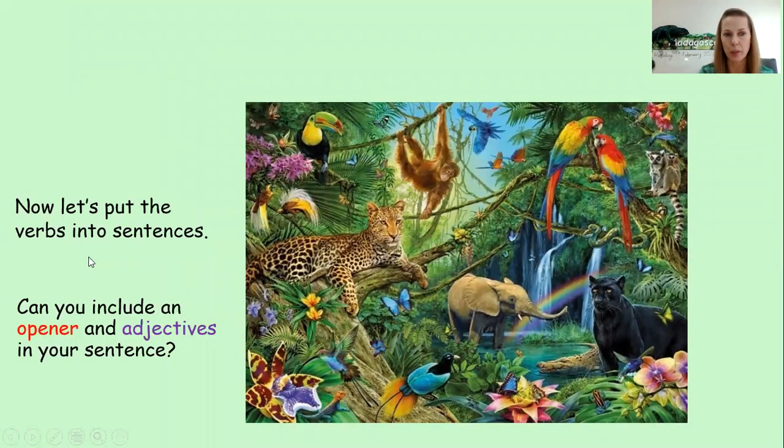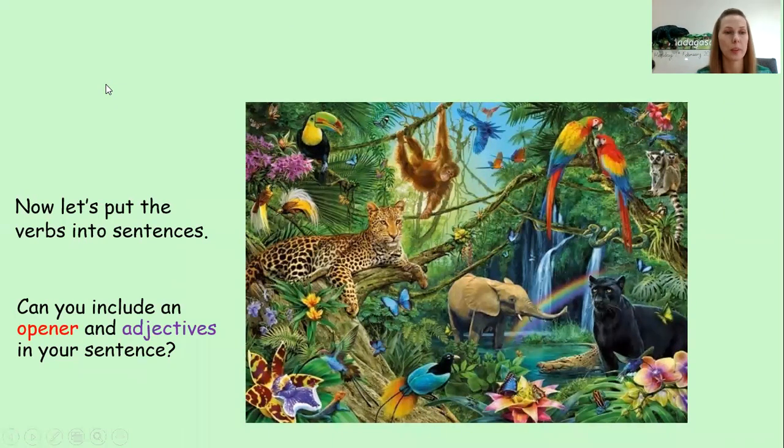Okay, so now let's put the verbs into sentences. Can you include an opener? Remember those positional openers and adjectives in your sentence? Although adjectives isn't our focus today, we don't want boring sentences. We still want you to describe the animals because it's such a lovely, bright and colourful picture. I'm sure you can come up with some adjectives to describe them.